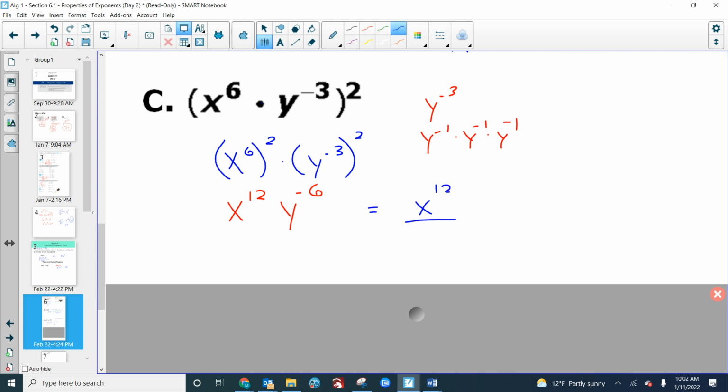What does the y to the negative 6 have to do? Move to the bottom and become positive 6. And then ask yourself, can those reduce? No, they have different bases, x's and y's. You can't combine those. Does that make sense?